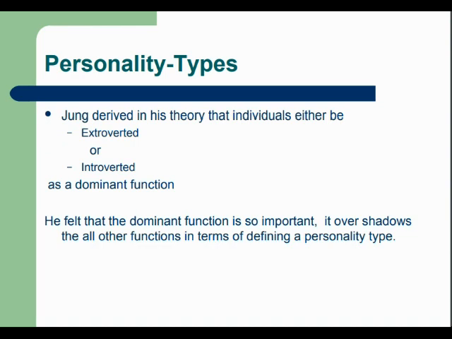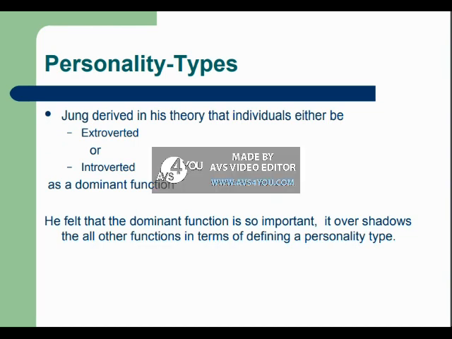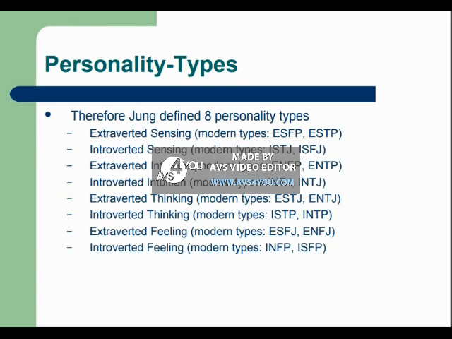Personality types. Jung derived in his theory that individuals are either extroverted or introverted as a dominant function. He felt that the dominant function is so important that it overshadows all other functions in terms of defining a personality type. Therefore, Jung defined 8 personality types.